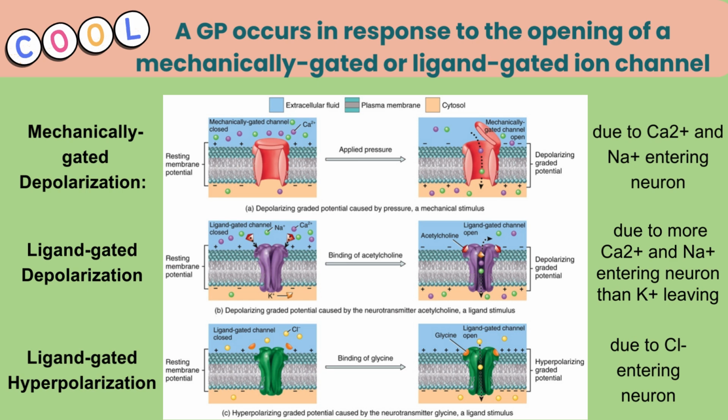The middle image shows a ligand-gated channel opening when acetylcholine attaches to it. The depolarizing graded potential is due to more calcium and sodium entering the cell than potassium leaving the cell. The bottom image shows a hyperpolarizing graded potential at a ligand-gated channel. Here, the neurotransmitter glycine attaches to the ligand-gated channel. Glycine acts as the ligand. It opens and allows chloride anions to enter the neuron, making it more negative and thus hyperpolarizing the membrane.